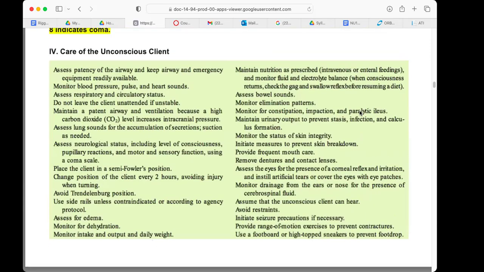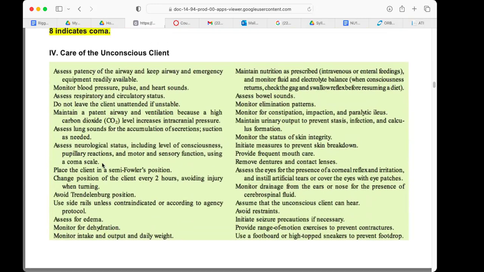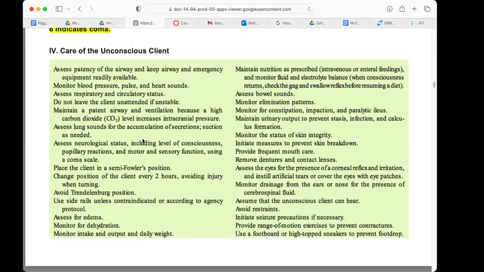I also want to make sure that on page 122, where it says care of the conscious client or the unconscious client, that you read that table. It has very good information on important nursing interventions. Now, I kind of summarized those important nursing interventions on the next page, but let's just briefly go through the high points that will really help you on questions for your exit and your NCLEX.